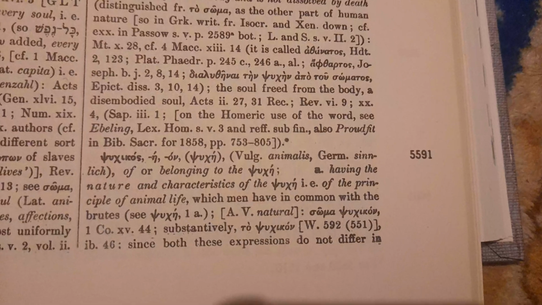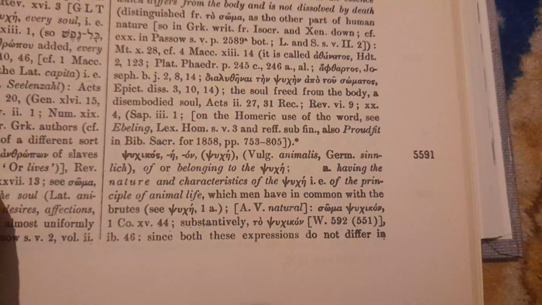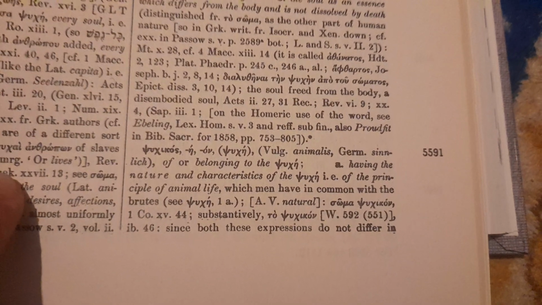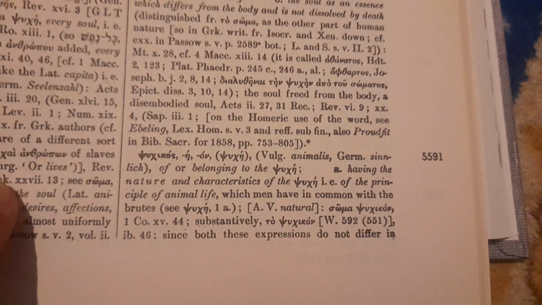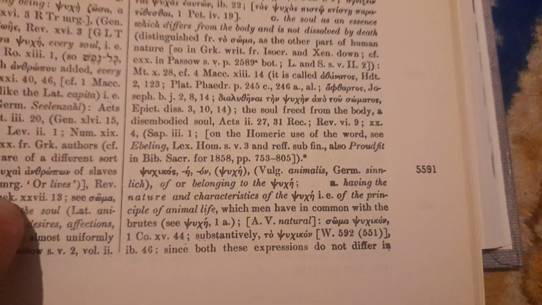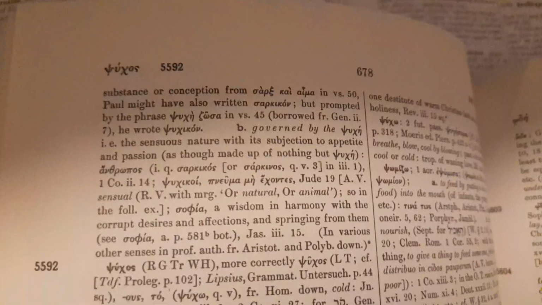There's another word as well. This one's an adjective, not a noun. Belonging to, having the nature and characteristic of the soul, of the principle of animal life which men have in common with the brutes or the beasts. Because man and animals all have one breath.